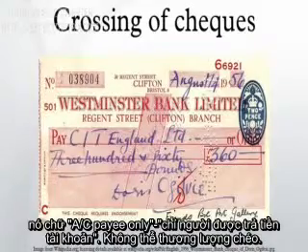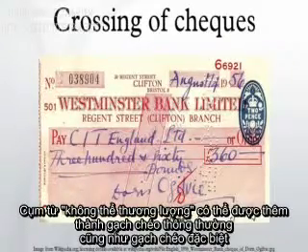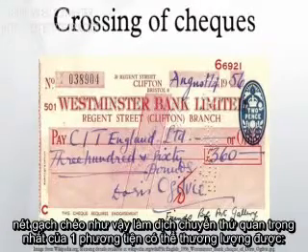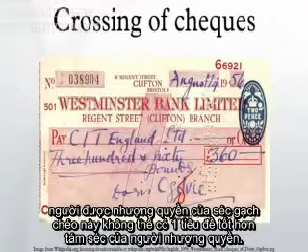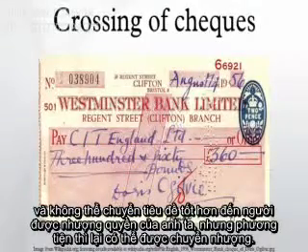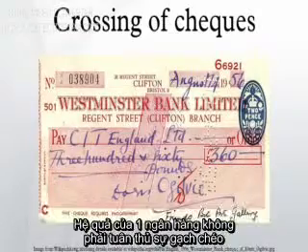Not negotiable crossing. The words "not negotiable" can be added to general crossing as well as special crossing, and a crossing with these words is known as not negotiable crossing. The effect of such a crossing is that it removes the most important characteristic of a negotiable instrument. The transferee of such a cross check cannot get a better title than that of the transferor and cannot convey a better title to his own transferee, but the instrument remains transferable.